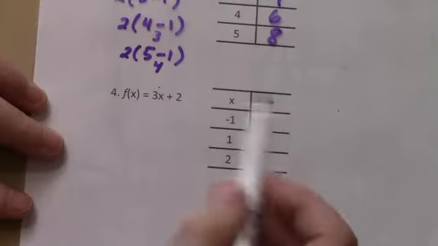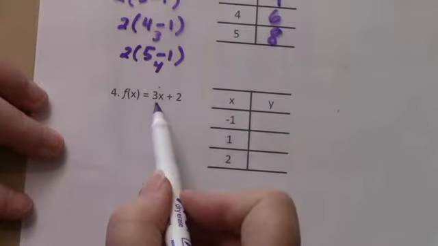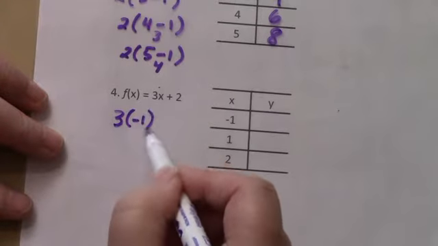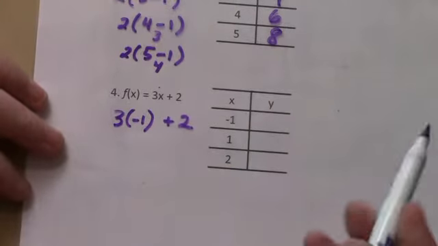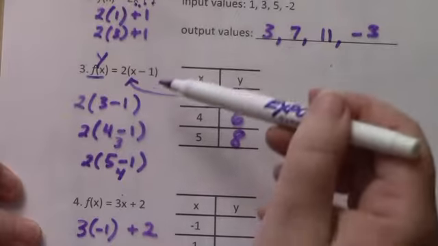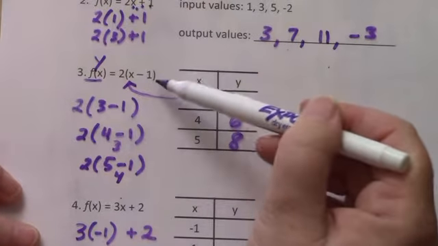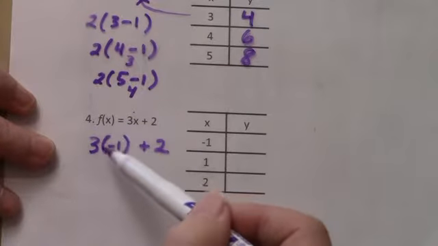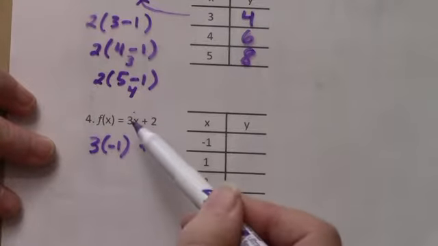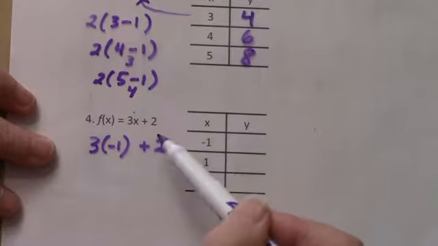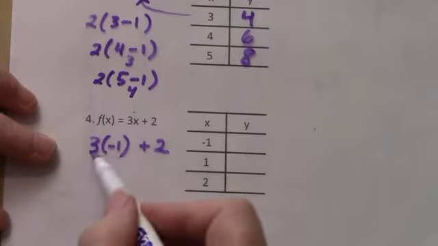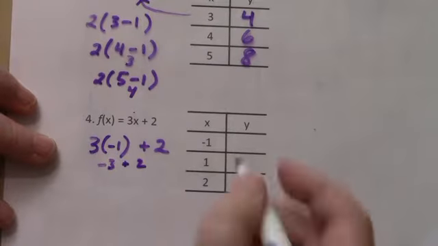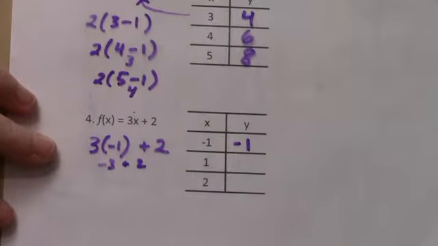Well, this time, x is negative 1. We're going to substitute that in right here. 3 times negative 1 plus 2. How is this one different from the function before it? Well, those were in parentheses, so we had to do that first. This time, we're going to multiply first and then add the 2 because there are not parentheses around the x plus 2. 3 times negative 1 is negative 3. Negative 3 plus 2 is negative 1.